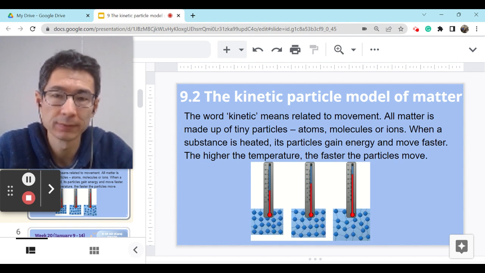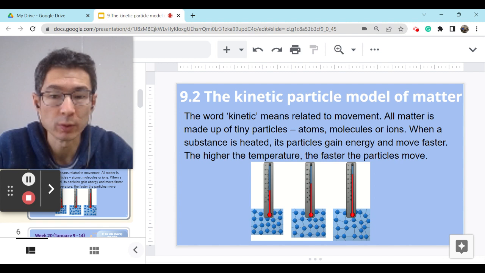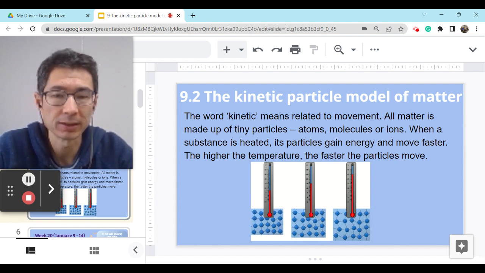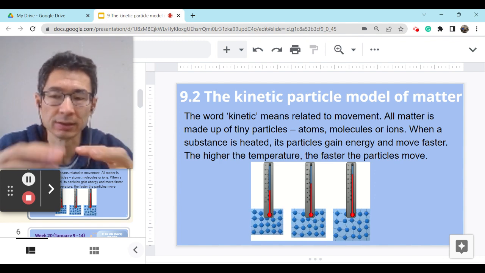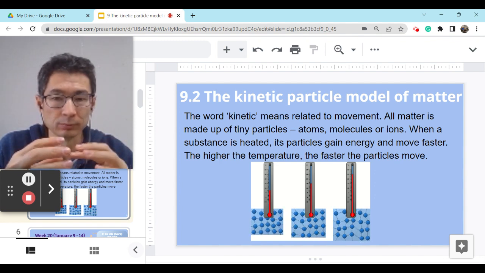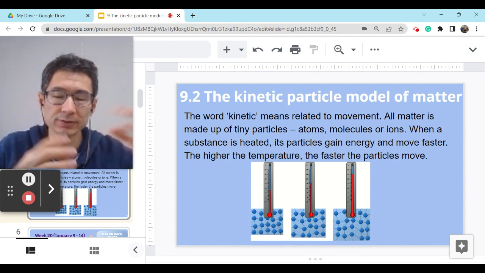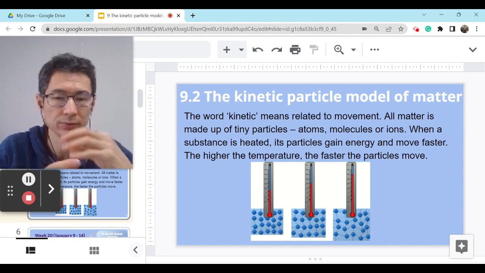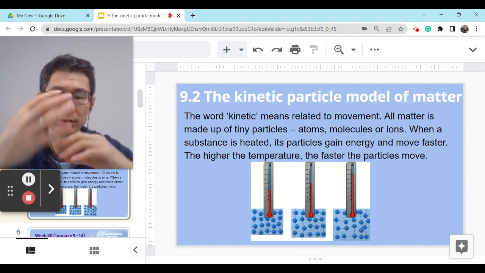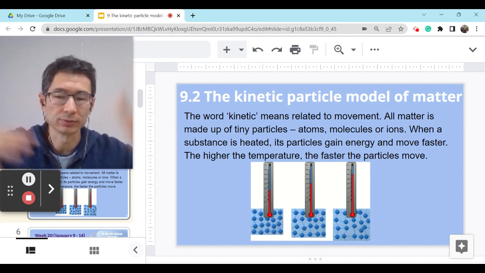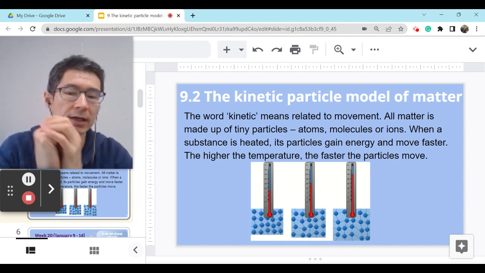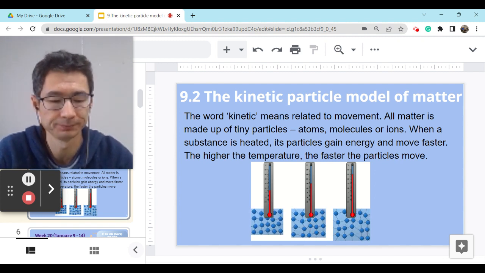They are always moving, and when we heat them, when we increase the temperature, the particles gain energy, and they want to move faster. That's why solids, when you heat them, become a liquid, and when you heat the liquid, it turns into gas, because the particles gain more energy and move faster. The higher the temperature, the faster the particles move.